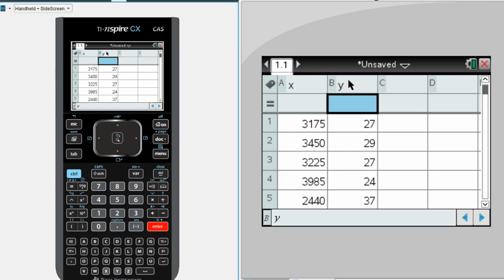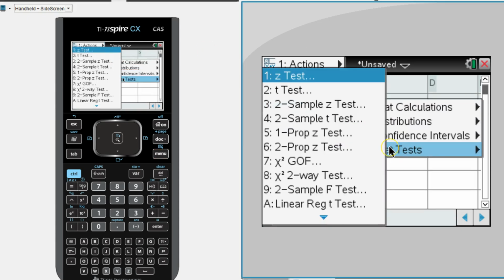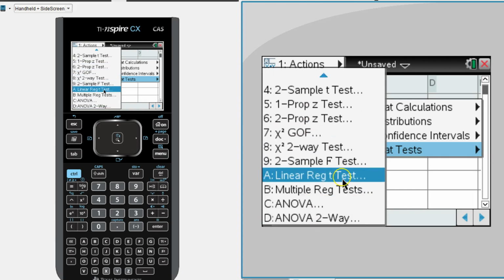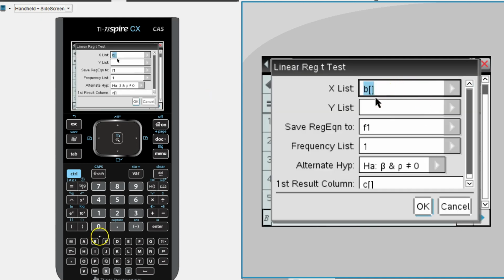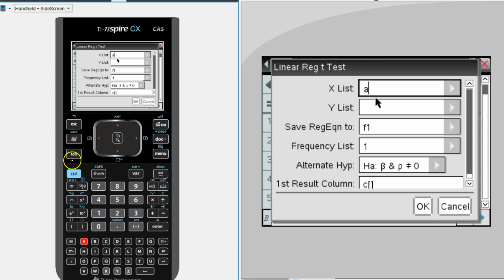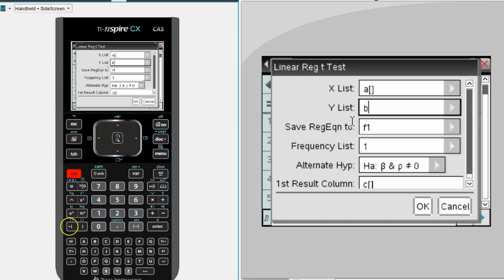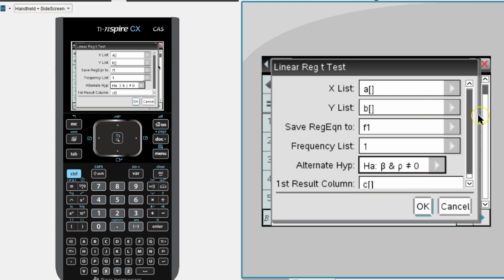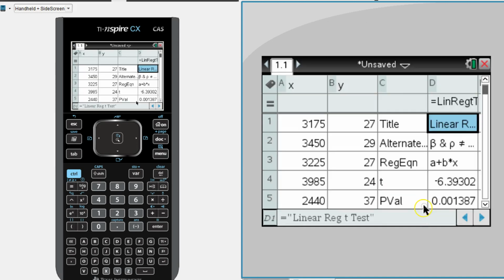All right, so how do I run the test again? Menu, statistics. This is a test, and it is called a linear regression t-test. Click there. My X list was in A, and then put the brackets. My Y list was in B, and our alternative is not equal to. You can actually do greater or less than. We just do not equal to for testing linearity. And the results need to go in C, so just at least pass the data.